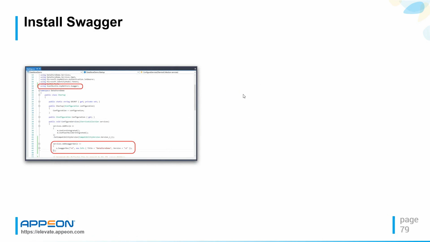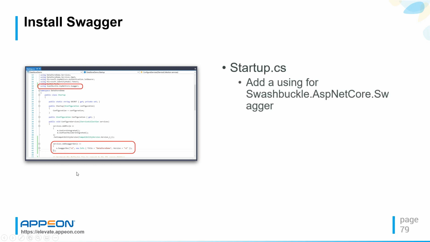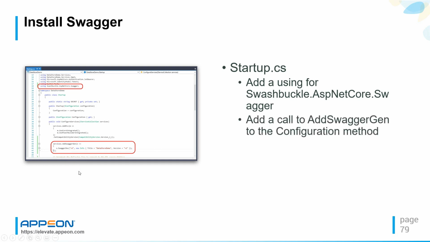So I've downloaded the libraries. There's documentation for Swagger. It tells me what I need to do here. This is the startup CS file for my project. I'm going to add a using clause for Swashbuckle.AspNetCore.Swagger. I'm going to go into the configure services section and add a block of code here that basically just says add SwaggerGen, and gives it some parameters.